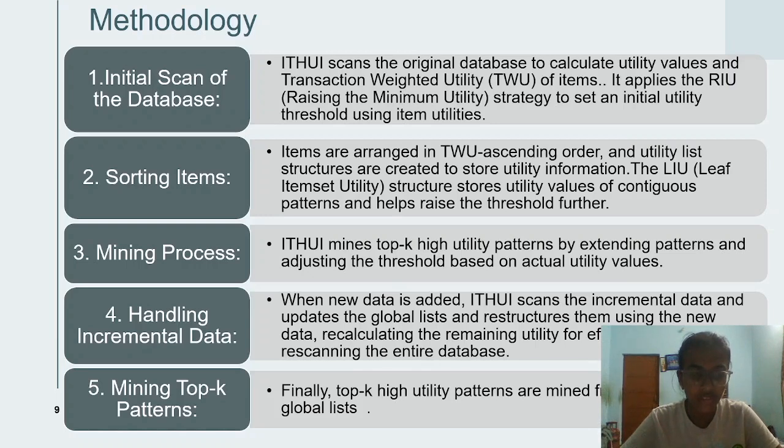Now we shall see how this algorithm handles incremental data. When new data is added, the algorithm scans the incremental data and updates the global lists and restructures them using the new data, recalculating the remaining utility for efficiency without rescanning the entire database. Finally, top K utility patterns are mined from the updated global lists. This process efficiently handles dynamic data sets while minimizing computational overload.